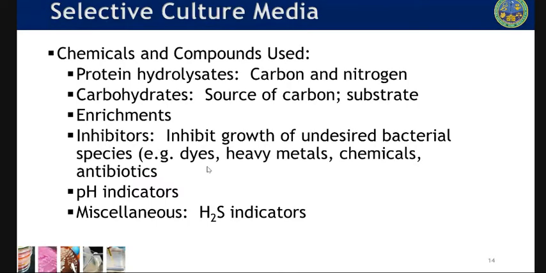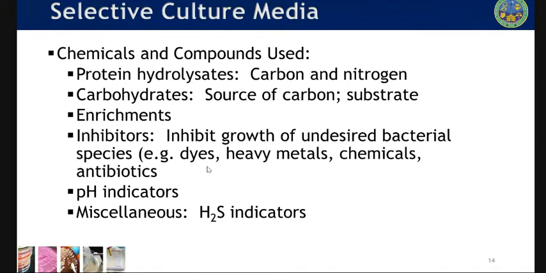The examples of which would include dyes, neutral dyes in MacConkey agar, also heavy metals, other chemicals, and even other culture media will try to incorporate antibiotics. The most common one, I guess, is vancomycin, which will try to kill the gram-positive bacteria, allowing the growth of your gram-negative bacteria.